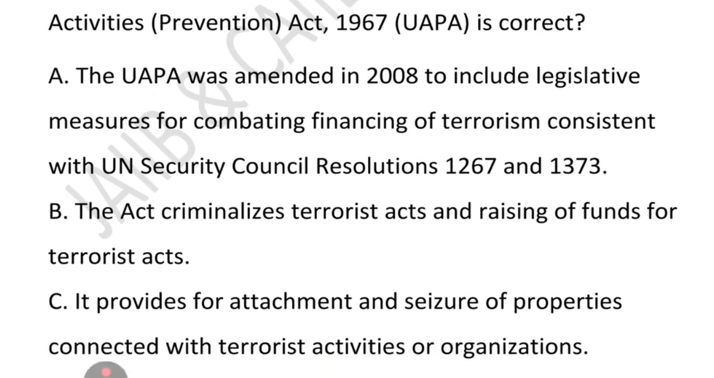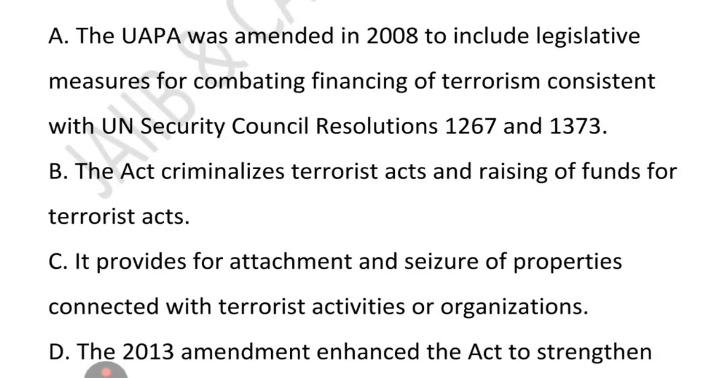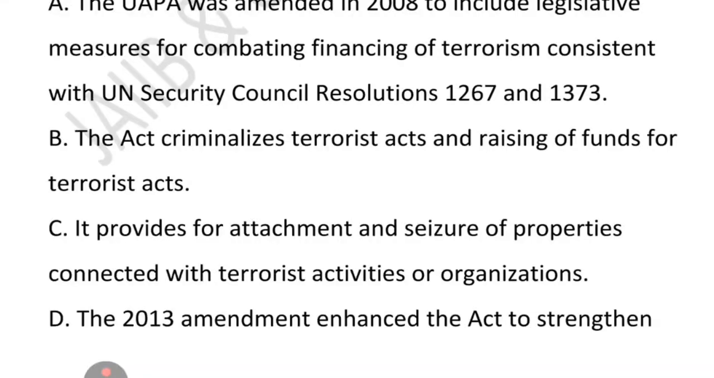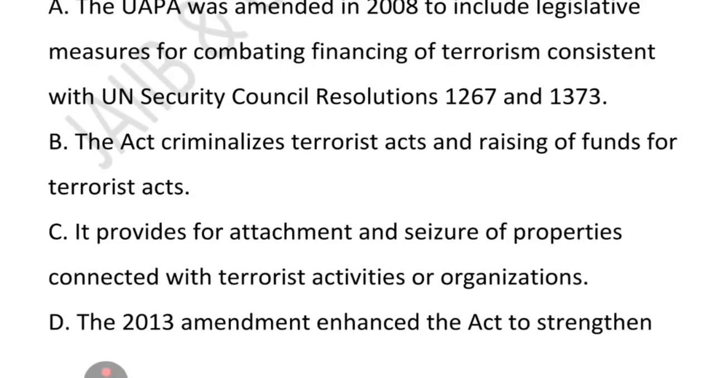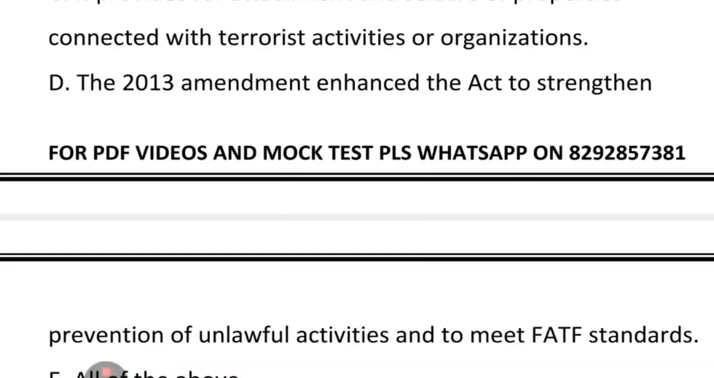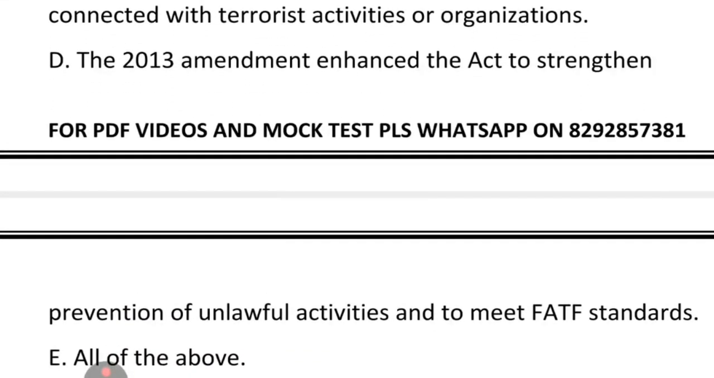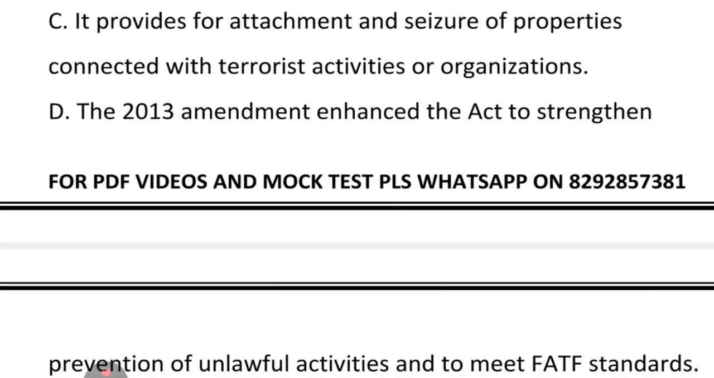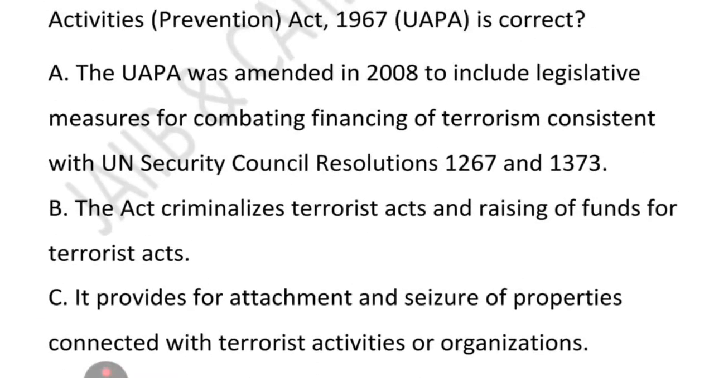resolution. Then, the act criminalized terrorist acts and raising of funds for terrorist acts. Option C, it provides for attachment and seizure of property connected with terrorist activity or organization. Option D, the 2013 amendment enhanced the act to strengthen prevention of unlawful activities and to meet the FATF standards. Option E, all of the above. So we'll have a look at this particular question.